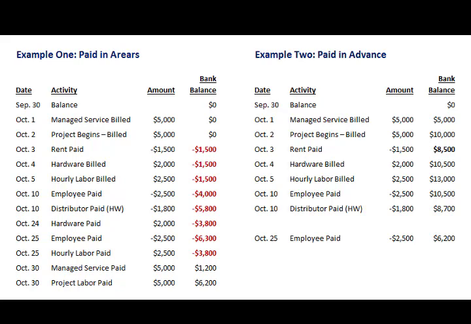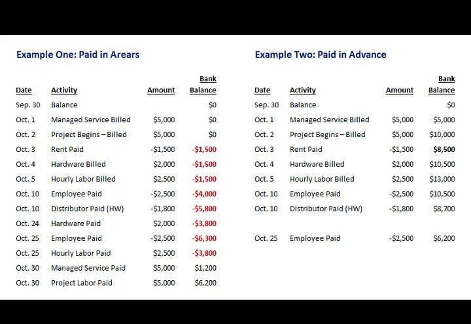Let's just walk through this. Let's say September 30th, your balance is 0, which means October 31st, your balance is 0. You bill for managed services. Now this is being paid in arrears, which means that you bill them and they pay you later. So October 1st, you invoice $5,000 for managed services. Your bank account is still 0 because you haven't been paid. And then you have a new project that gets started, and you bill $5,000 for that. So you've sent out the bill, but your bank is still 0.